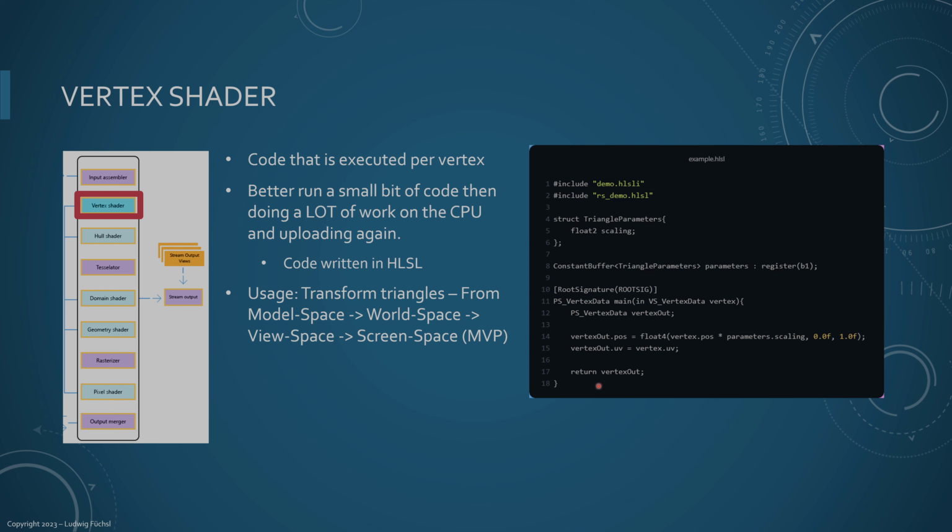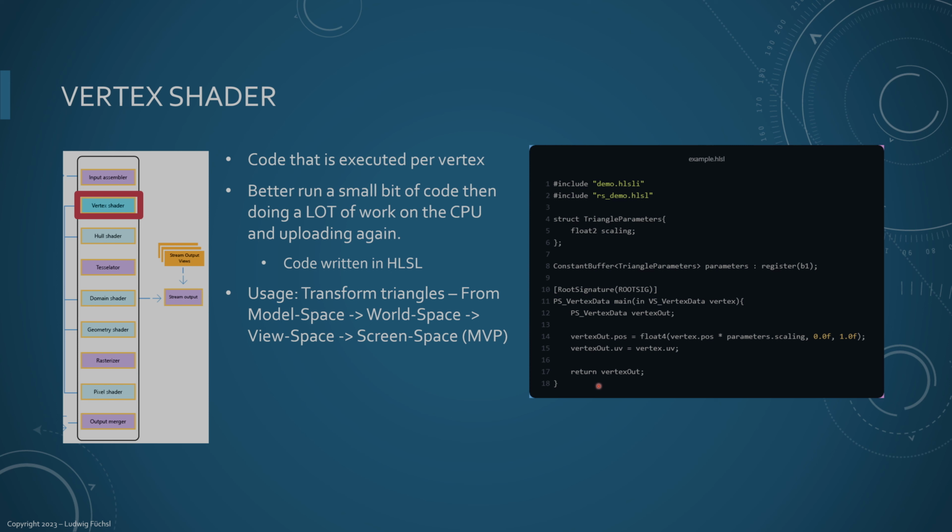In this case, as I already told you, we are starting at the model space, how we got it in Blender. We are converting it to the space of how it's positioned in our scene. So it's then in so-called world space, and after that we are converting it to the view space, so to the actual space where the camera is located, and then we are converting it to screen space, and this operation is called MVP. So model, view, and projection.